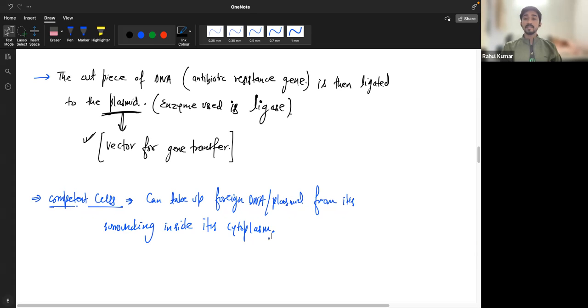For that matter, I can inject any DNA into a cell. We don't have to go through all of this process. I can just inject it into a cell, but it will not be stable there. DNA gets degraded by enzymes called nucleases. So we have to maintain it inside the host so that the host can transfer it to its progenies. Is it clear, everyone?